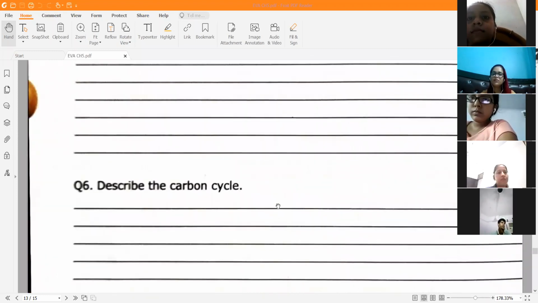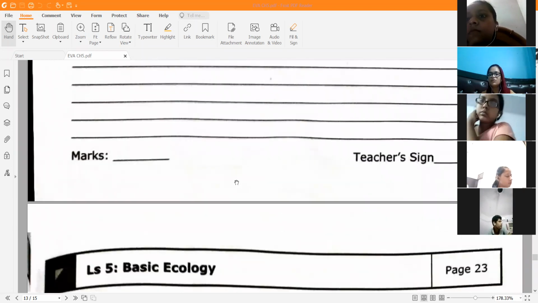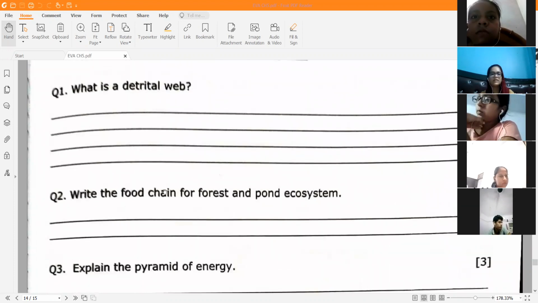Okay, fine. You took up an example and then you explained each one in detail, right? When you talk about the producers, please mention that they trap the energy of the sun and convert it into chemical energy, right? Then describe carbon cycle. This you will do on your own. Then what is a detrital web? Explain food chain or food web for forest and pond ecosystem. Now, this is something that you have to do on your own.